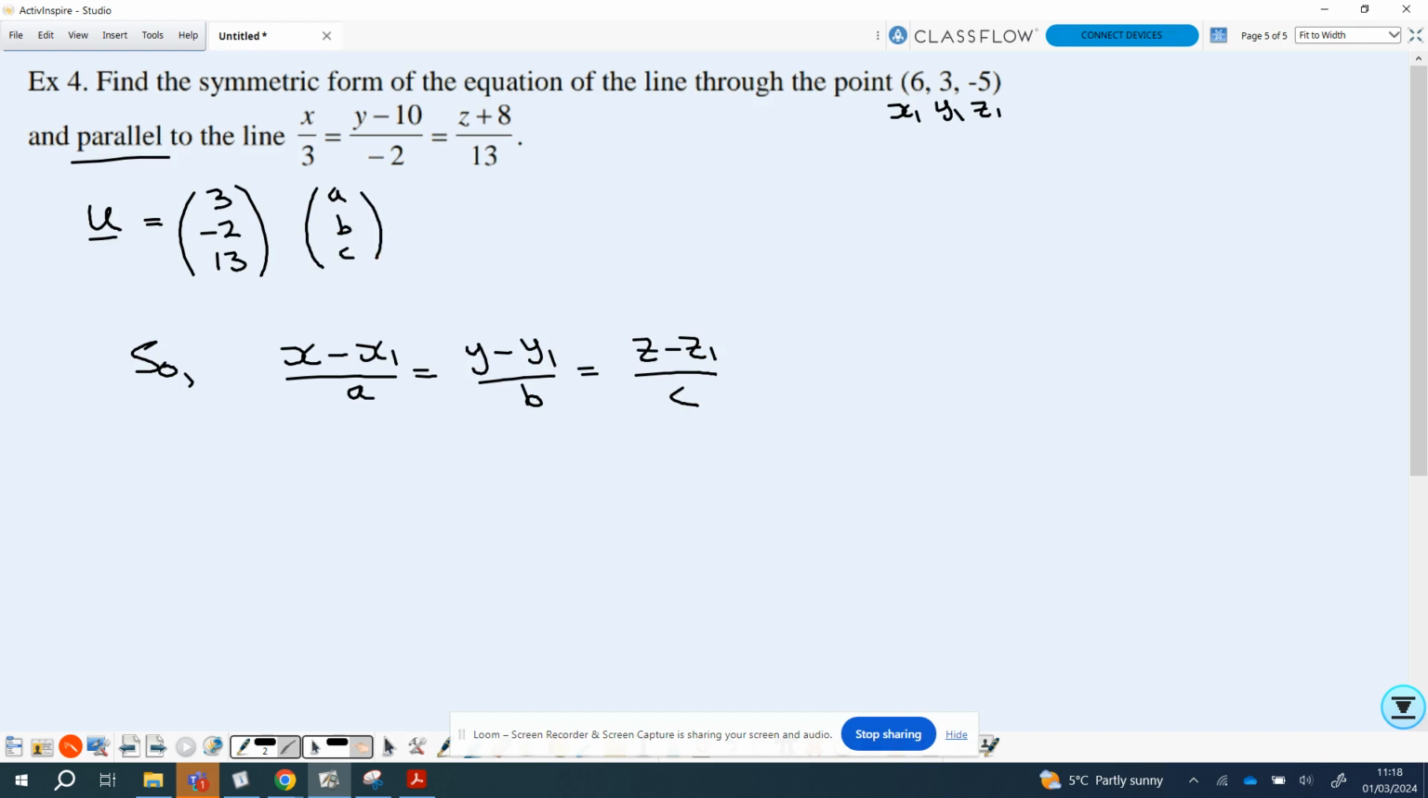Okay, so therefore my answer will look like x minus 6 over 3, y minus 3 divided by -2, and z minus z1, which will become z plus 5, divided by 13, which would equal the parameter t. Okay, which again, if we wanted parametric, we could rearrange, but that's all it asked me for there.